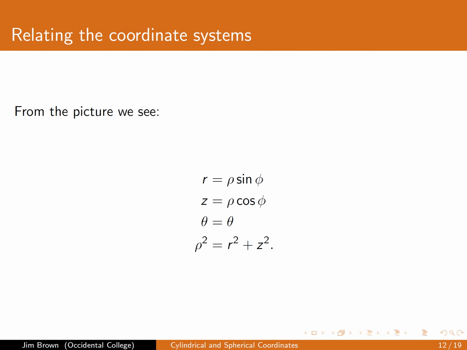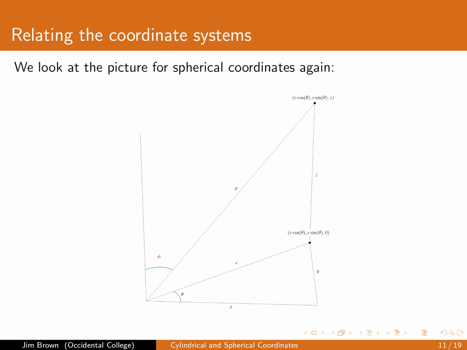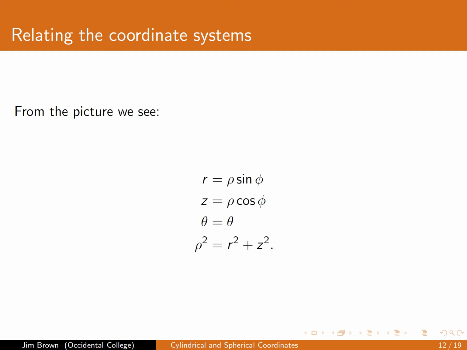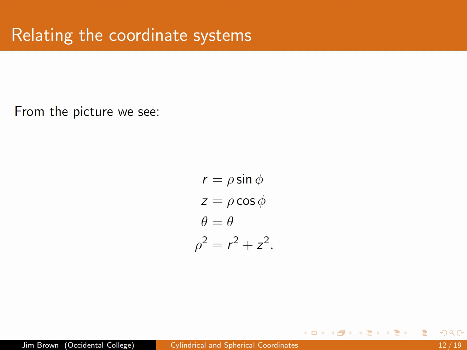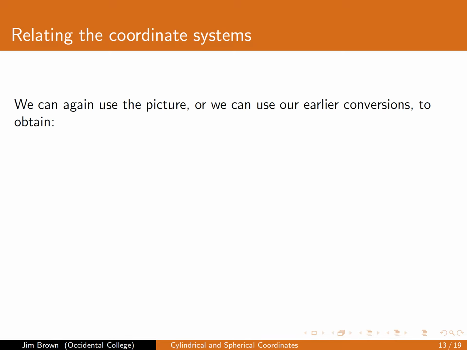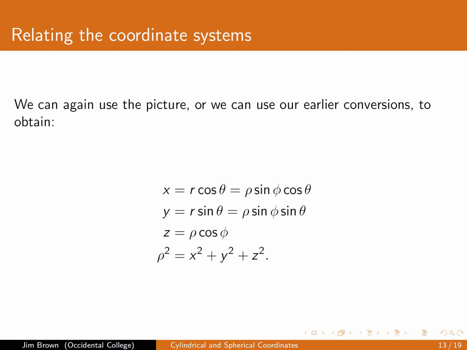So we get these things. Now, of course, we could go back and do everything here in terms of rectangular coordinates, but we can also just use our earlier conversions. So we know that x is equal to r cosine theta, but we just saw r is rho sine phi. So just plug this in for r, and we get x is rho sine phi cosine theta, and y, which is r sine theta, is rho sine phi sine theta. Just replacing the r again.